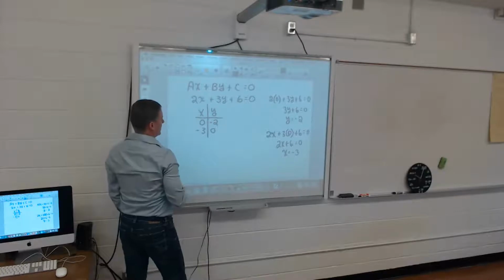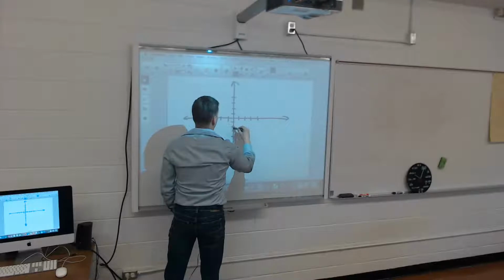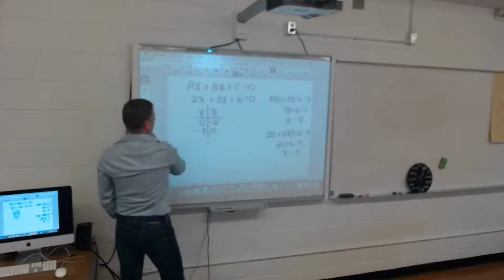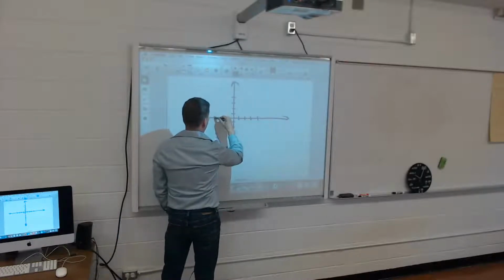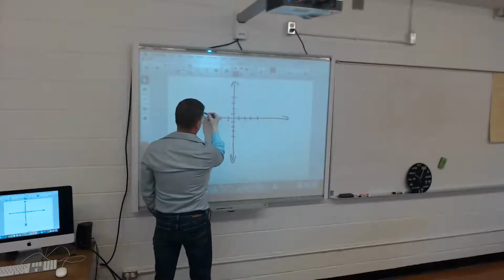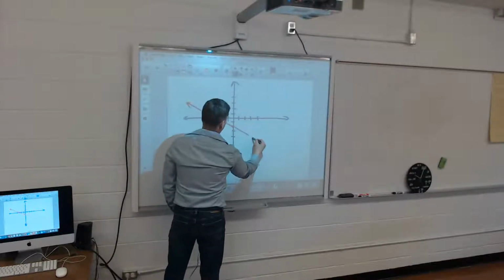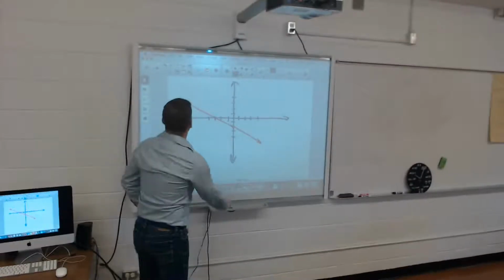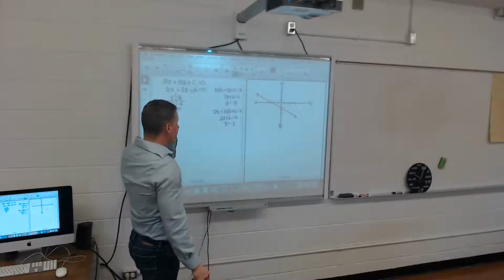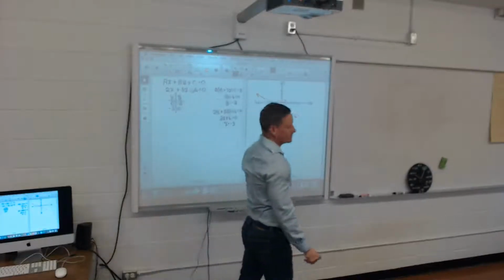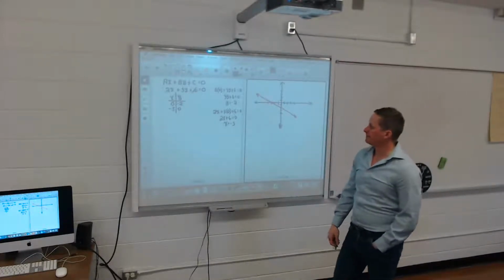Let's go back. So I want 0 and -2, right here. And I want -3 and 0, right there. And then I draw my line between them. So now I've graphed 2x plus 3y plus 6 is equal to 0. That's the graph of that line. So that's method number 1.